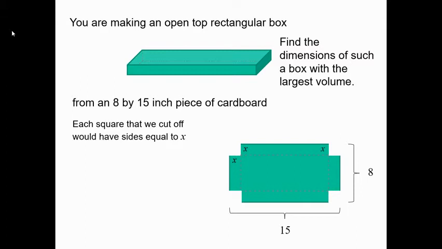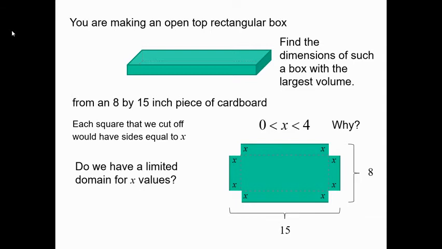Each square that we cut off would have the sides equal to x. Do we have a limited domain for the x values? Yes, we would. Why? Keep in mind that our smallest side is 8, and half of that is 4. So that's very important.